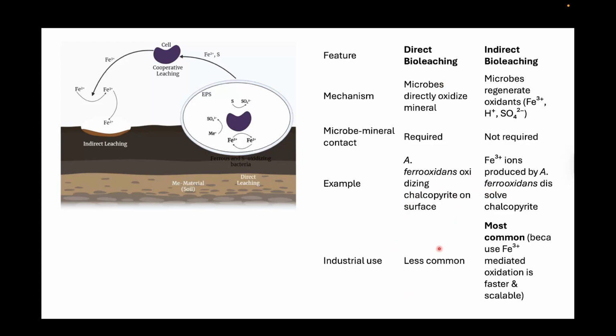Industrial use of direct bioleaching is limited, while indirect bioleaching is most commonly used, since Fe3 plus mediated oxidation is faster and scalable. Therefore, indirect bioleaching is the preferred industrial leaching method for collecting copper ions.